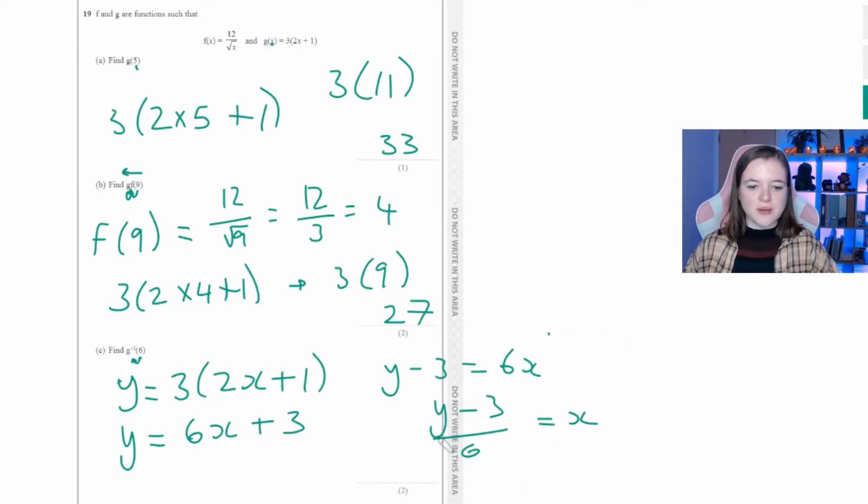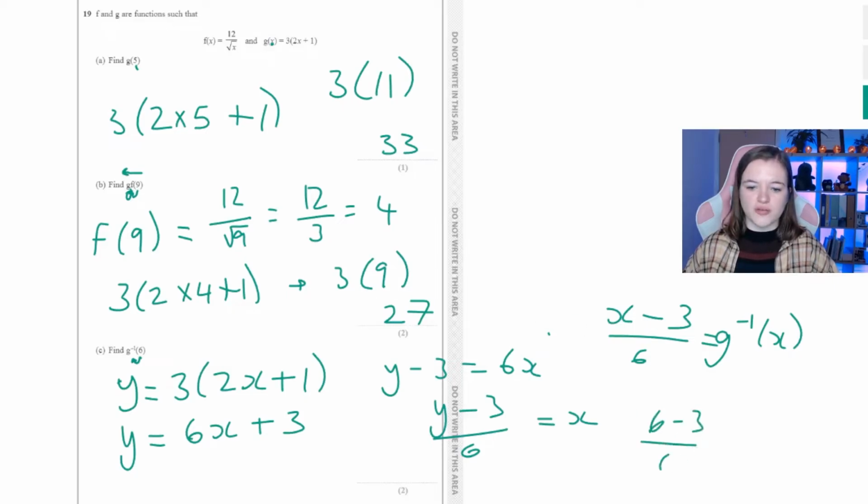So then I just made y up. y doesn't exist, so I'm going to put x back in where y is. Just swap them over. Then I'm going to get x minus 3 over 6. That is then g minus 1 of x. Ta-da! That's the inverse. Then what I'm going to do is just whack 6 in. 6 minus 3 over 6 is just 3 over 6, which is 1/2. And that is functions. Ta-da!